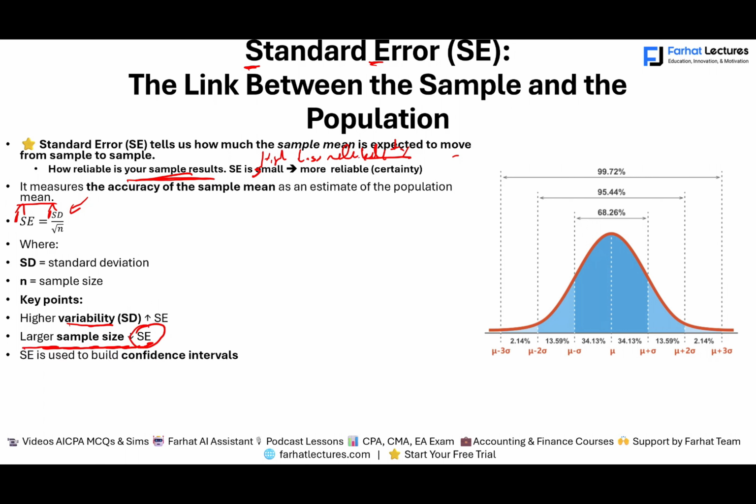So the SE is used, guess what, to build what we call confidence interval. And the SE bridges between what the auditor observed in the sample and what the auditor estimates for the entire population. So what happens is this: if we have a good SE, we can say that this sample is a good representation of the entire population.